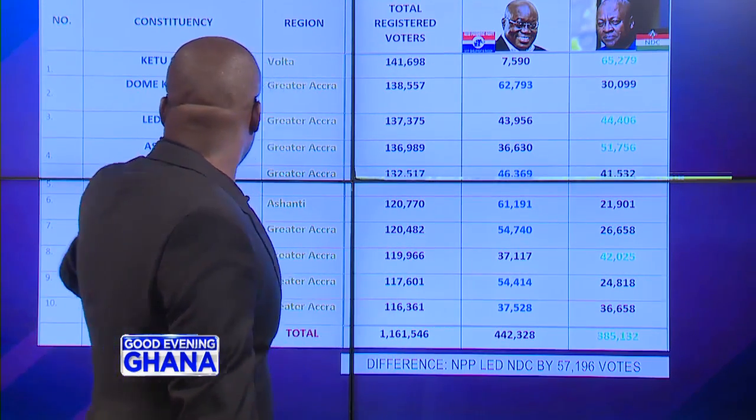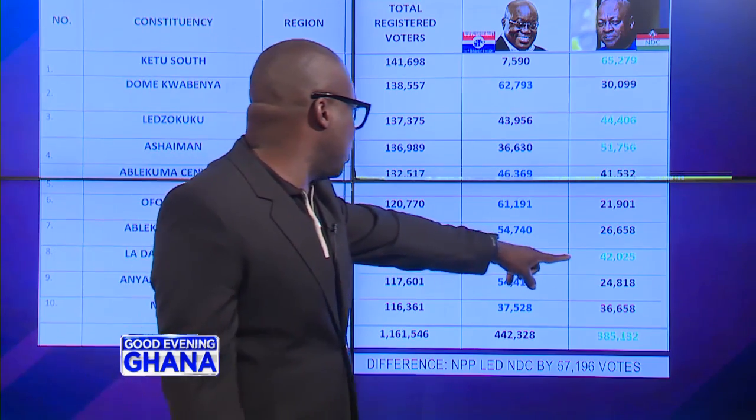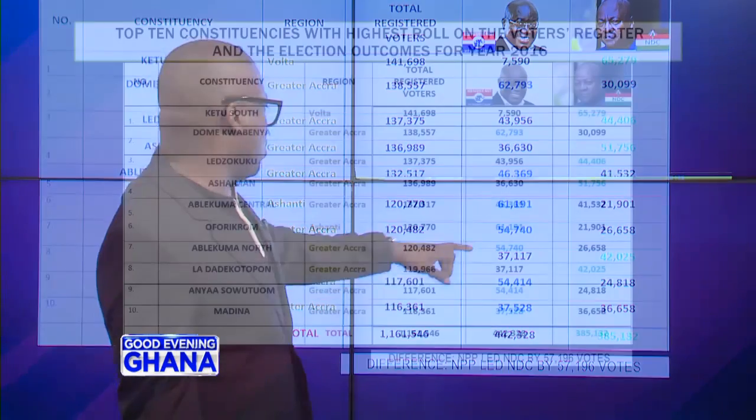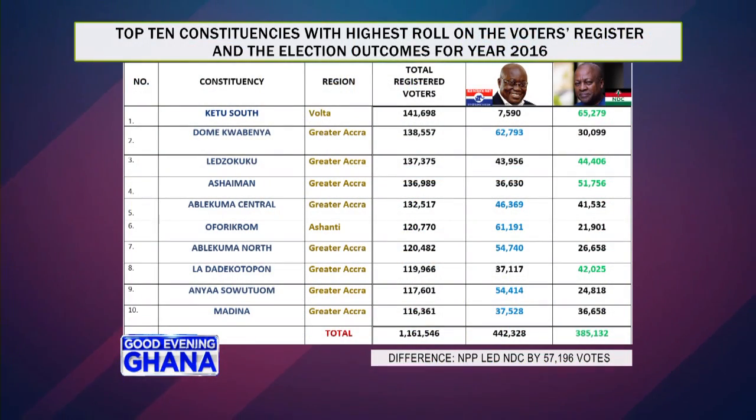Ladadekotopon is another one. So President Mahama is picking up 42,000. Akufo-Addo is picking up 37,000. Quite a lead, about 5,000 difference. But guess what happens in the parliamentary elections? The NPP win the parliamentary seat in Ladadekotopon in another fierce contest.